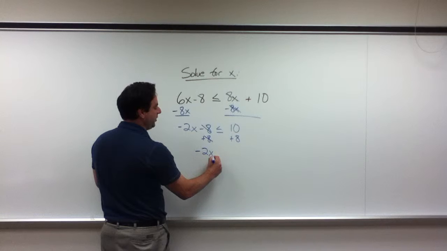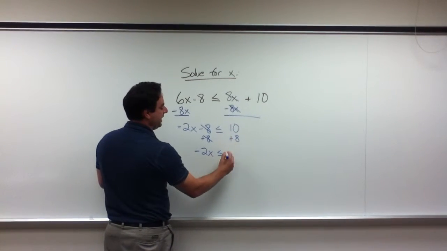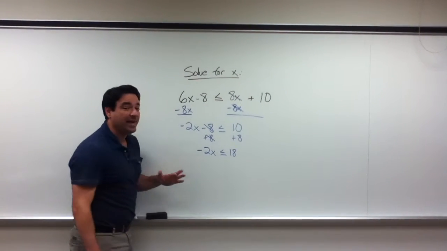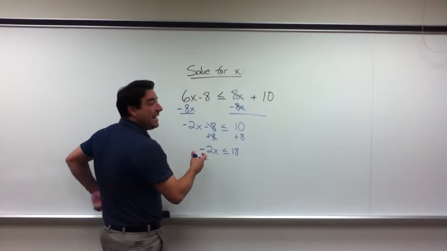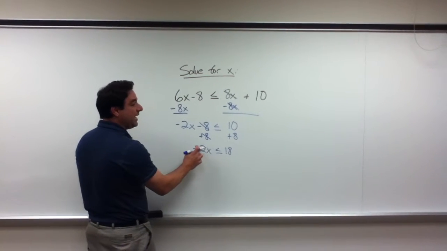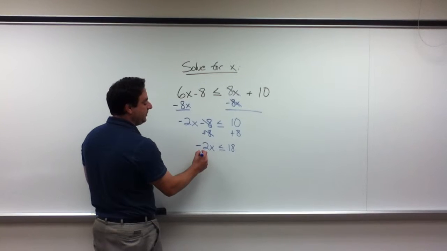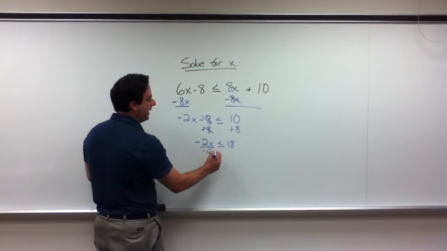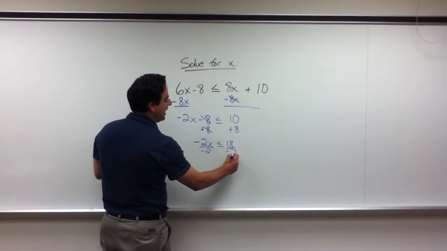We're left with negative 2x. 10 plus 8 is 18. Now here's where we have to be very careful. To get x all alone, we have to get rid of times negative 2. To get rid of times negative 2, we divide by negative 2. So I'm going to divide both sides by negative 2.